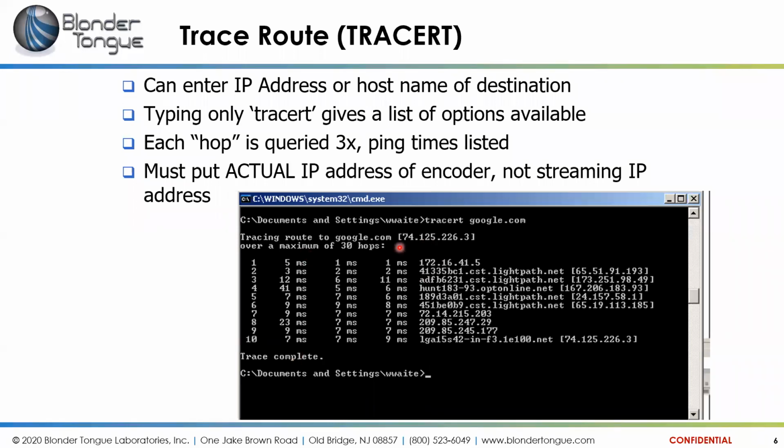So from my desk, I did a trace to google.com, and the first thing it hit was this router here in our office, and it took 5 milliseconds, 1 millisecond, 1 millisecond, and then it moved out into the world, in through LightPath, Optimum Online, and then ultimately made its way to Google. Again, if you're doing it on your internal network, you must put the actual IP address of the encoder or whatever you're trying to talk to, just the same as the ping command, not the streaming IP address.